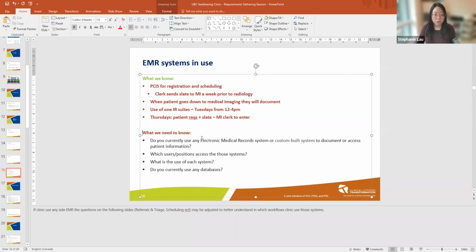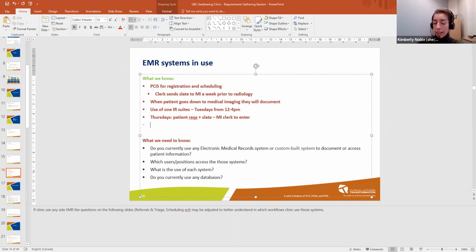Okay, so other than PCIS and IDX-RAD, they don't use any other records systems. We use PACS to access the images after the fact. I don't know if that is relevant, but the SLPs would review the images from PACS. Yeah, that would be a streamlined system, because once the order is entered into IDX-RAD and an accession number is generated, it automatically attaches through to PACS. Okay.